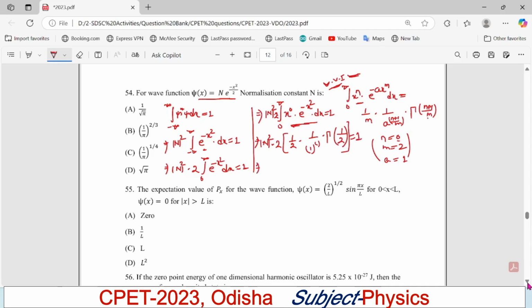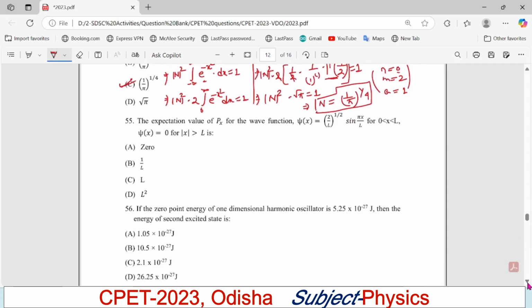That implies here 2 got cancelled. Gamma half is your root pi. So |N|² into root pi is equal to 1. That implies N will be equal to 1 by pi to the power 1 by 4. So this is the normalization condition, what we intend to find out. Option C is the correct answer.